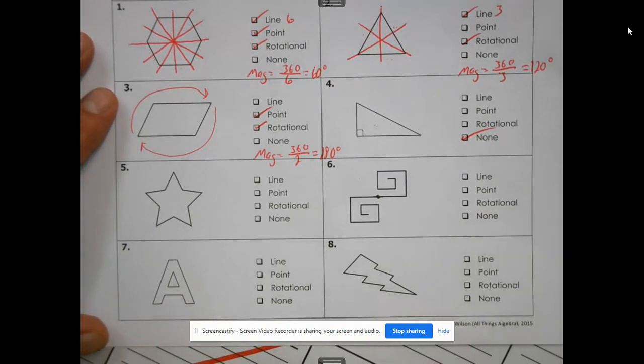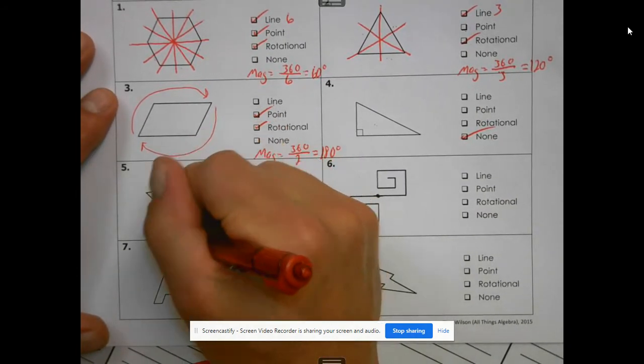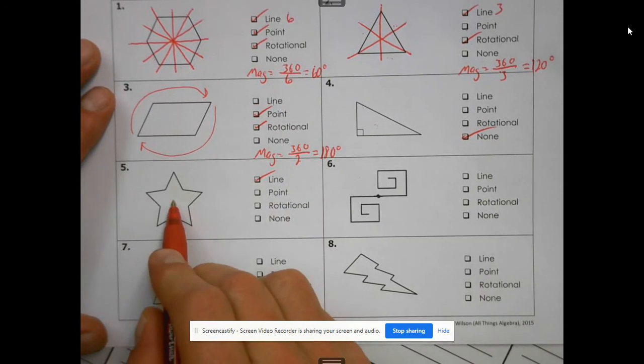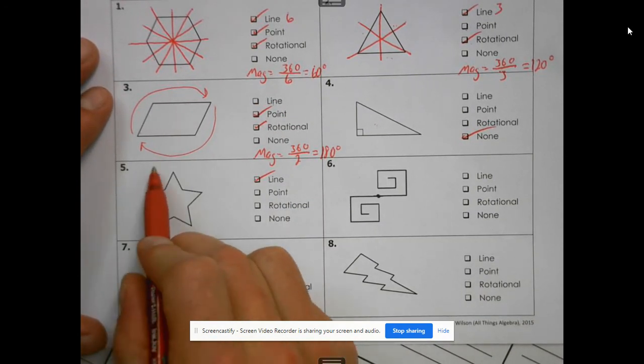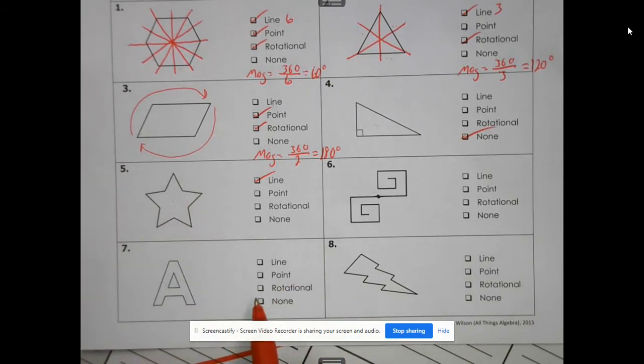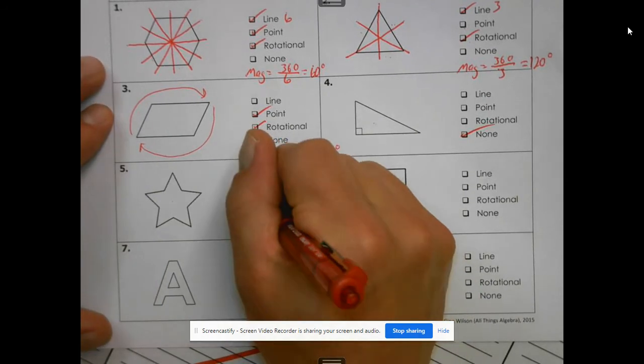Number 5, yes, we have line symmetry, and you can draw a bunch of lines in here. I'm just going to check the box. But it does not have point symmetry. If I rotate this 180 degrees, this does not look the same. The point of the star would be down here, does not look the same. Rotational, you bet.